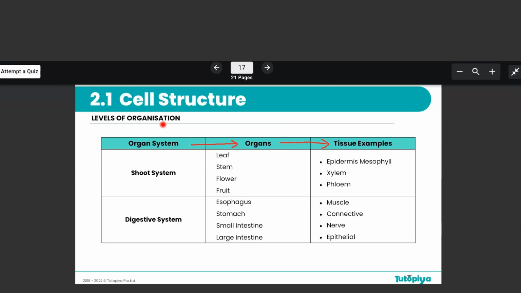I'm just going to name these levels one more time. So it all starts with the cells, and then many cells group together to form tissues, and then many tissues group up together to form organs, and many organs group up together to form organ systems. So this is the level of organization. I hope all of you understood this well. So now that we've finished what we need to know, let's try out a few questions from the question.